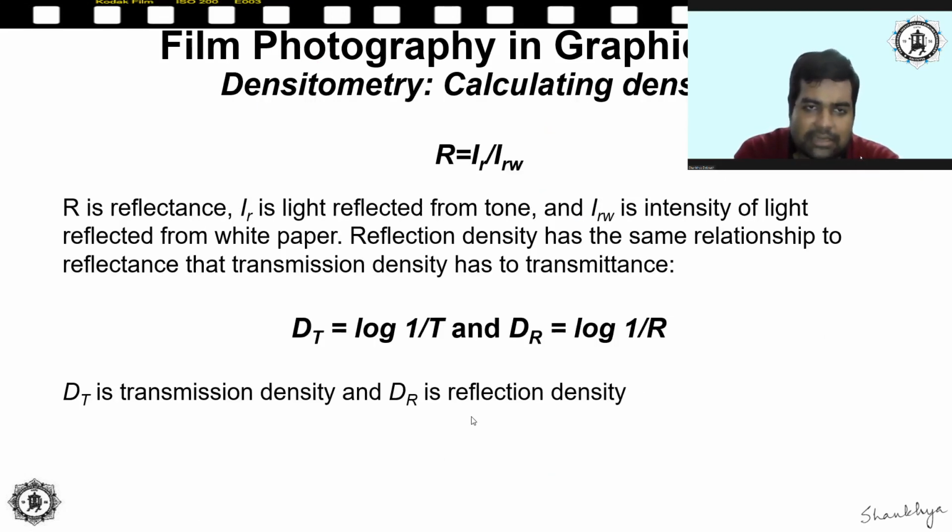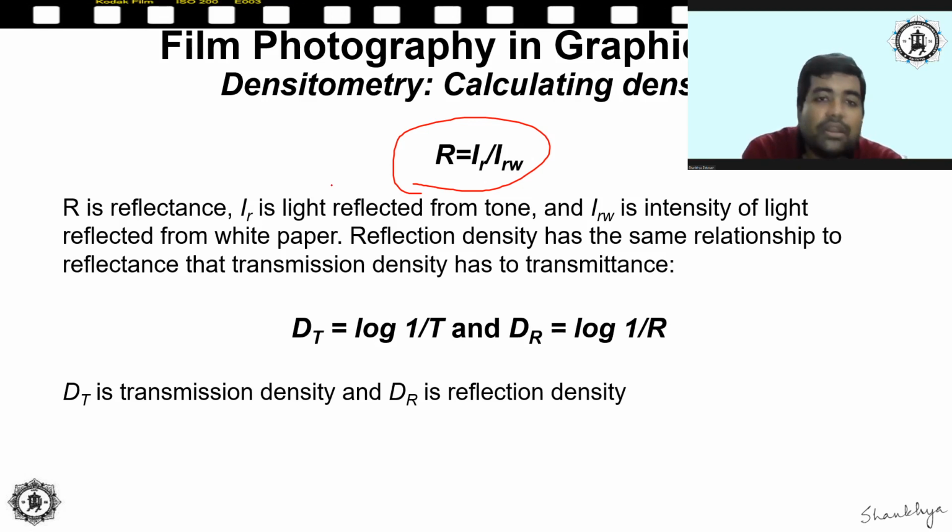Now let us take a look at some of the mathematical modeling of how to calculate this particular density. Now you see, we have this term reflectance. R here is reflectance. So what is reflectance? Reflectance is the ratio of the intensity of light which is reflected from the tone to the intensity of light which is reflected from the non-image, that is the paper itself, right?